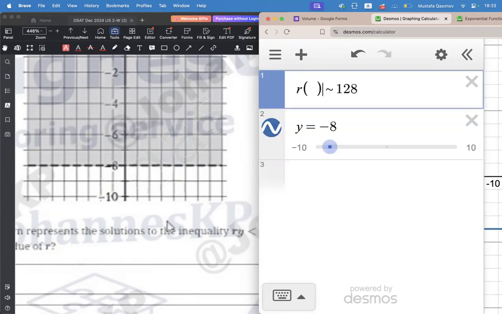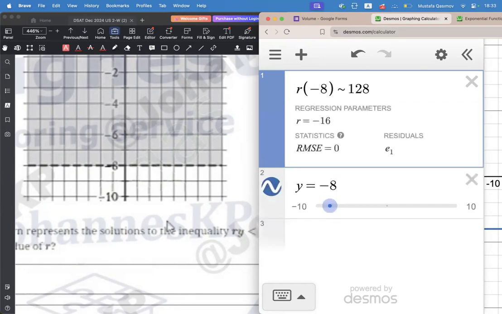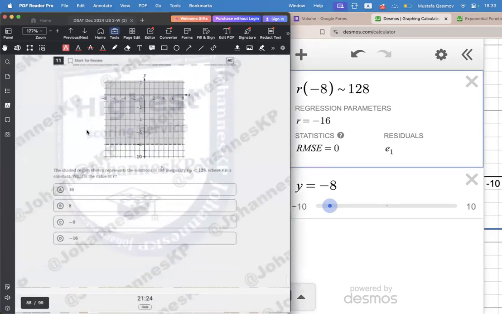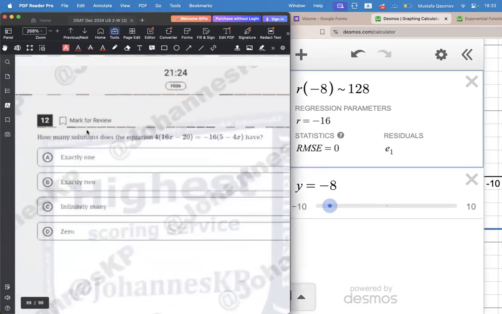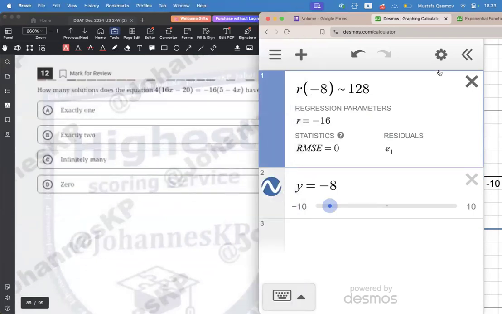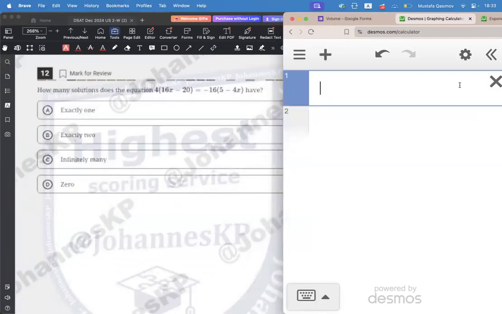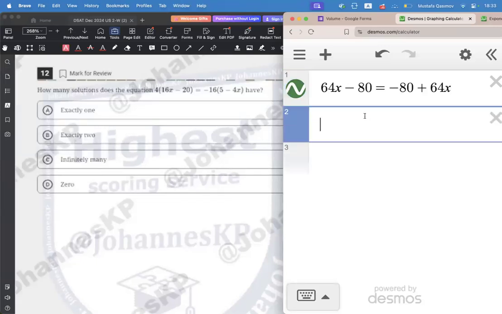Okay, write instead of y negative 8, it's so. Okay, did you understand? Any question? Okay, let's continue. For 12, just write it in decimals and open it. 64x minus 80 is equal to negative 80 plus 80x. No, 64x, 64x. So you can see that they are totally the same, so the answer is C, infinite solutions. Any question?